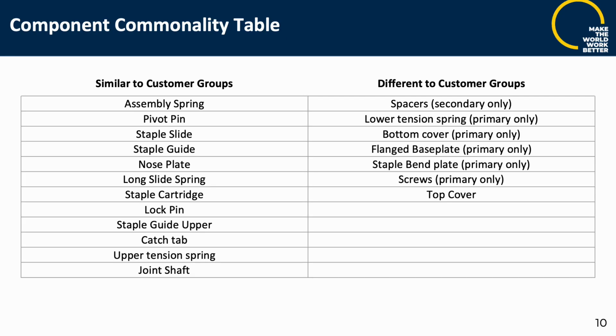Here is the component commonality table, which describes the similarities and differences of the product's components. With our two products, most parts are the same, with the differences being the top cover, parts creating the lower jaw, and additional spacers in the secondary product.